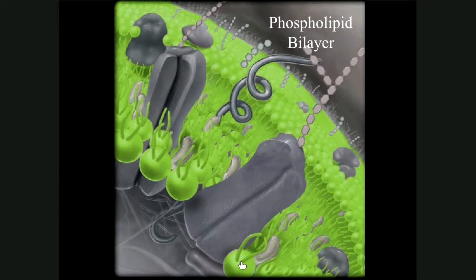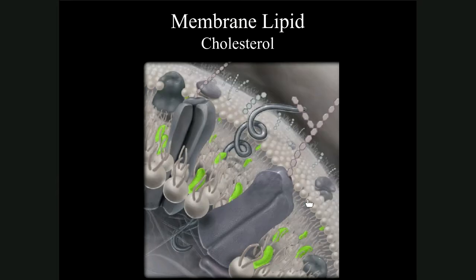And then you can see the nonpolar tails. They are going to be hydrophobic, meaning that they avoid water and line up in the center of the membrane. You can also see that phospholipid bilayer there as well. Also, a part of the plasma membrane will be cholesterol. Cholesterol makes up 20% of the membrane lipid, and its function is to stabilize and stiffen the membrane.